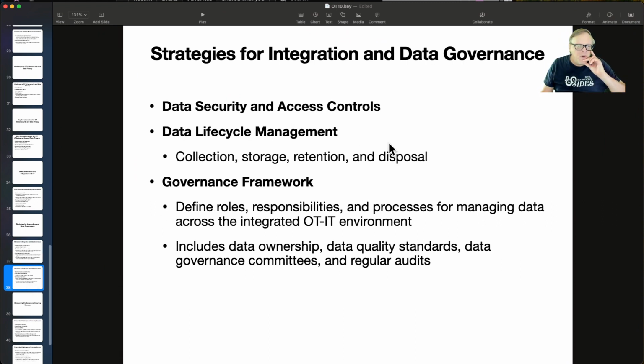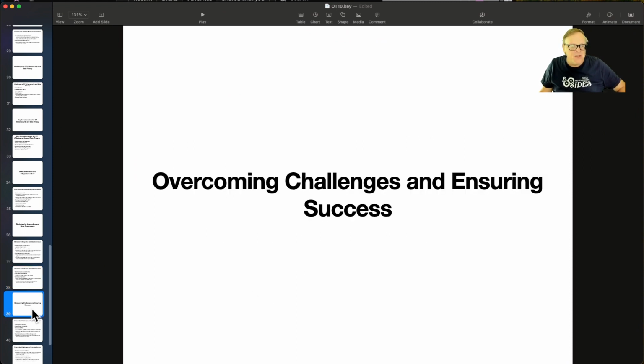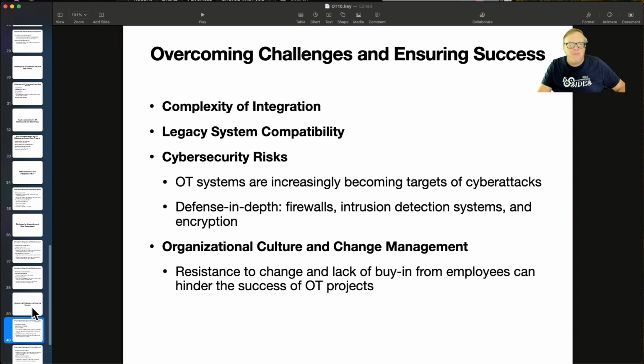And so we talked about lifecycle management, and therefore you have a governance framework. This is the administration, not the technical stuff, defining who's in charge, what are your processes, what responsibilities do people have. So data ownership and so on, as we talked about. All right. So you got to overcome the complexity of integrating the systems, deal with legacy systems, and of course consider the cybersecurity risks, which is what drove us all here.